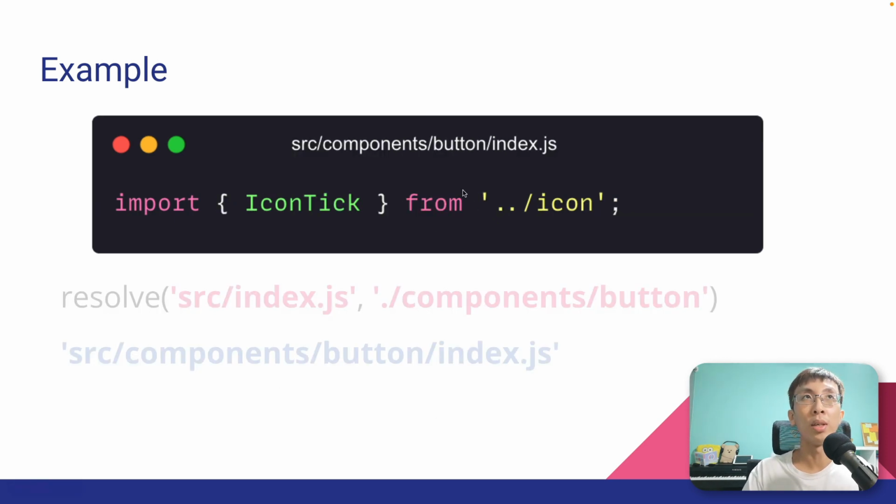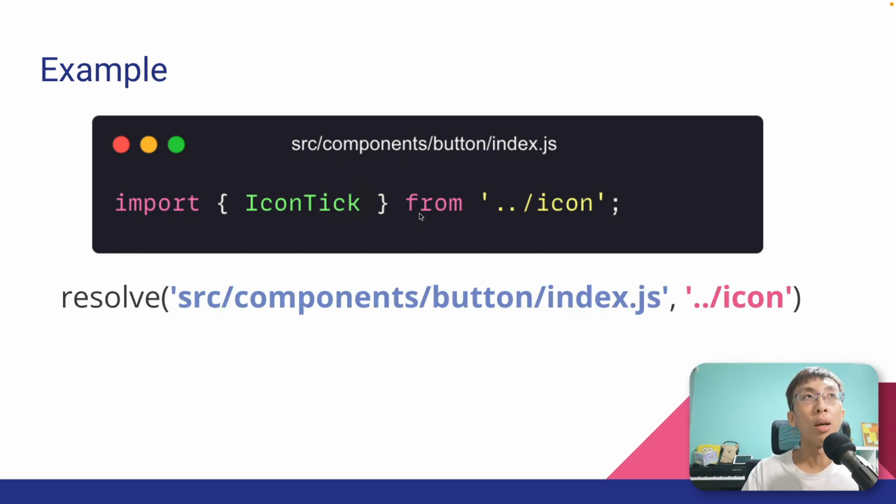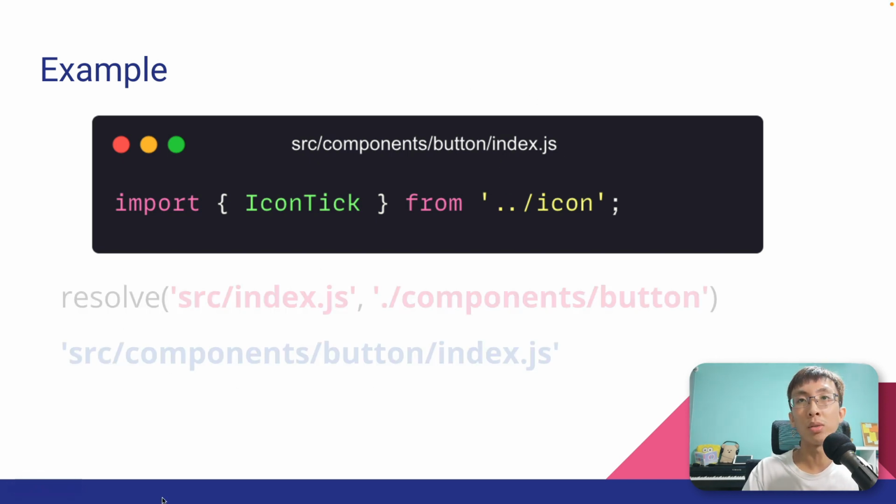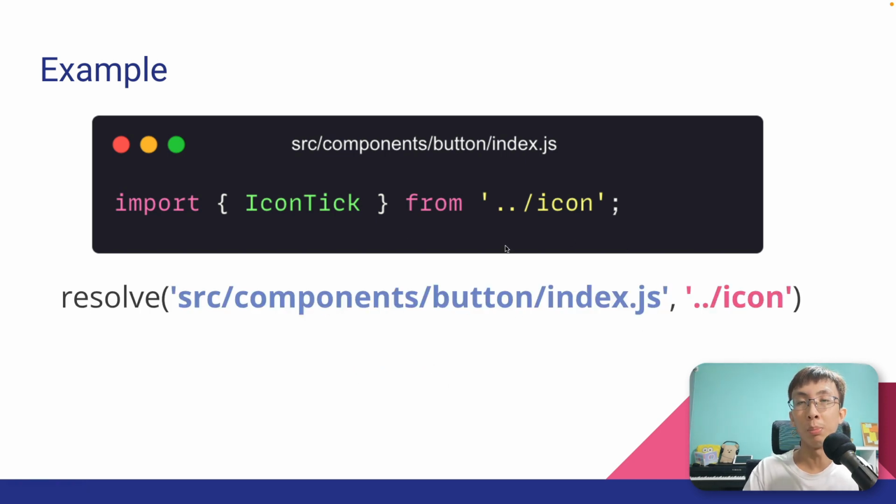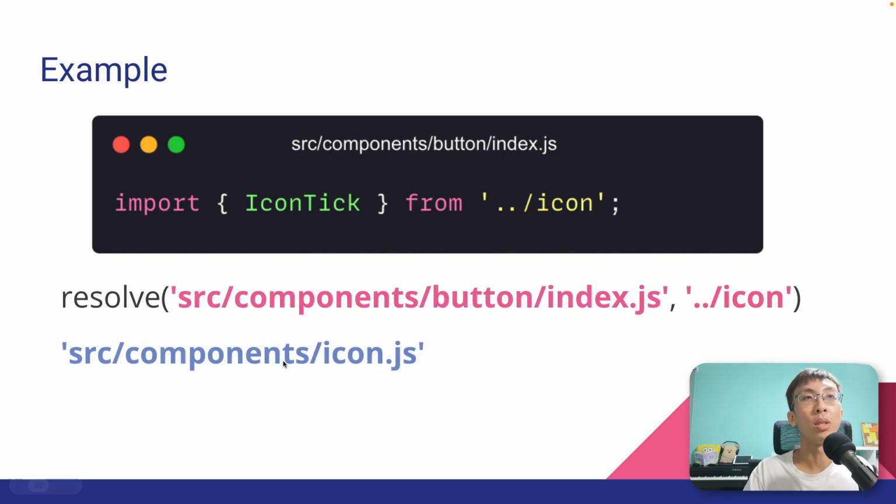Now we can figure out this file, right? It's source components button index. Here we have another import statement. You need to take a closer look at what happens next. What happens next is that we want to resolve for this icon. So we'll pass the result, which is the source components button index, into the resolve as an importer. So this is the importer and this is the importee. Basically, where this file currently is, is the importer, and what you are trying to import is the importee. And then you resolve to a new location, source components icon.